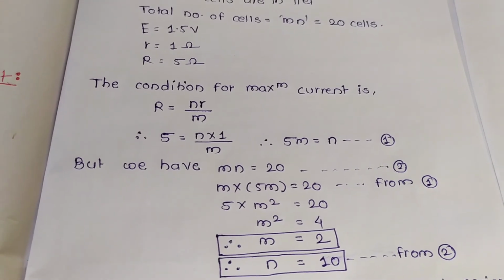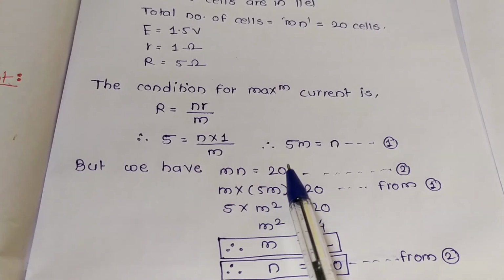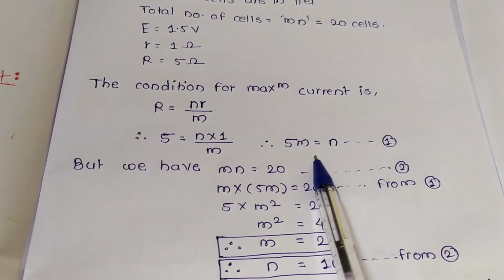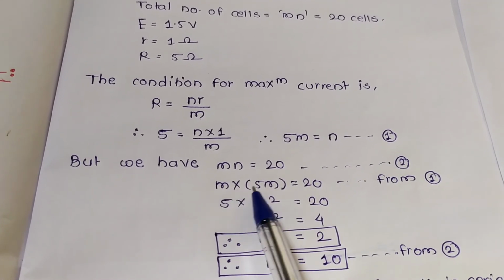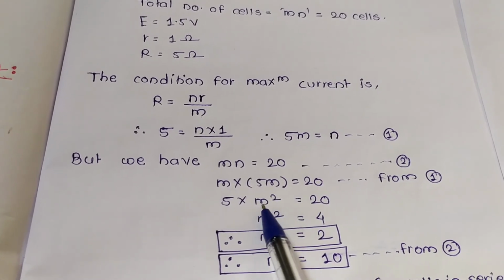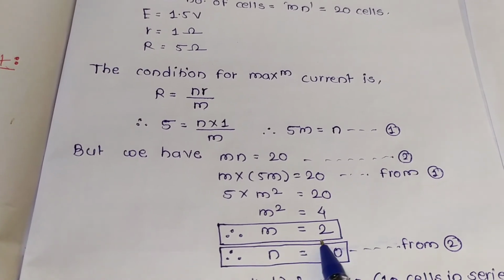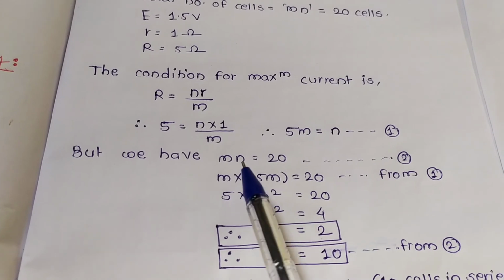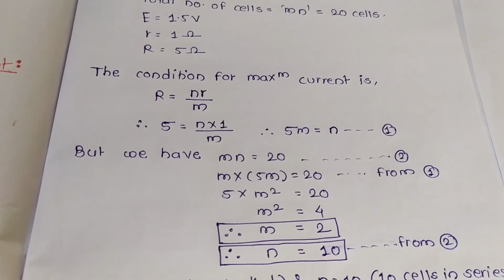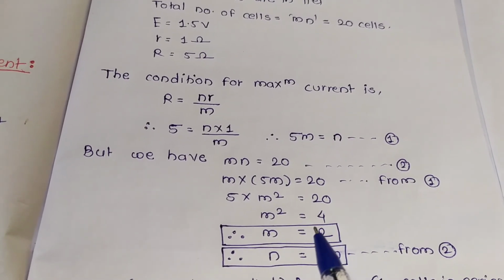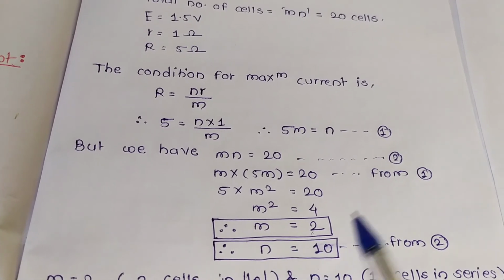Now we know that m into n is equal to 20. We are given that. Then put the value of n from equation 1. 5m means 5 into m square is equal to 20. Means m square is equal to 4. Means m is equal to 2. And hence from equation 1, m is 2, then n is 10. Hence, n is 10 means 10 cells are in series and 2 cells are in parallel.